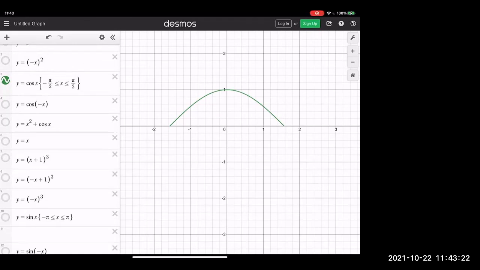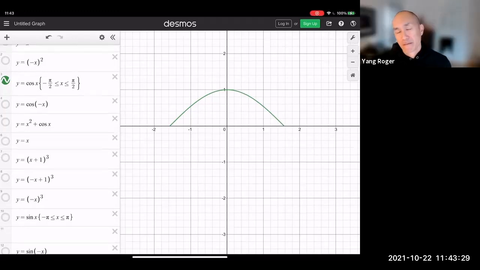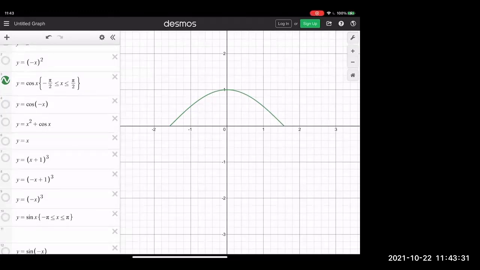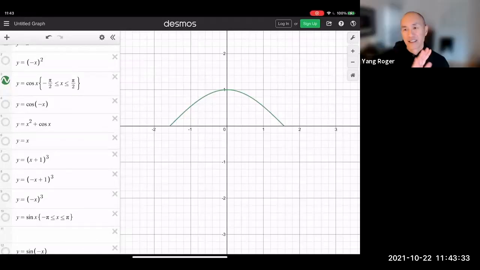Okay. How can you remember that cosine is even? I know the graph of cosine. Okay. So any graph that's symmetric about the y-axis is even. In particular, cosine of x is even.